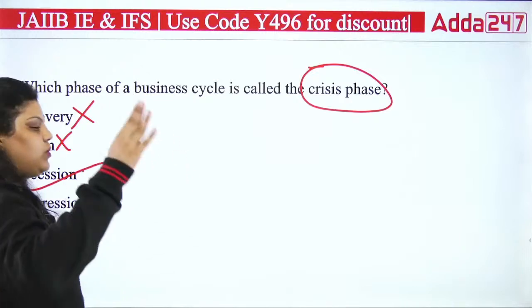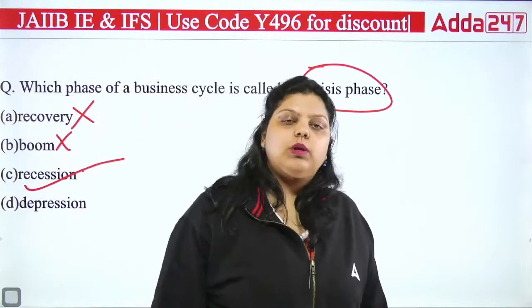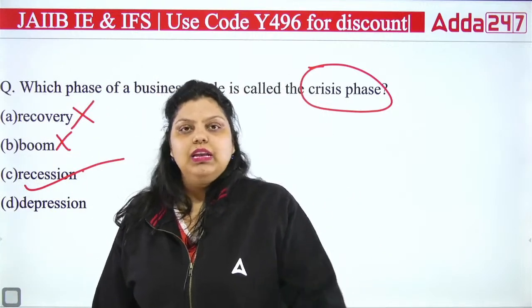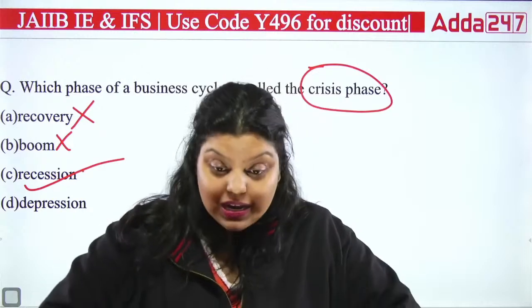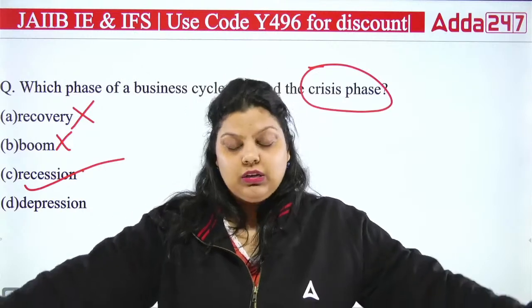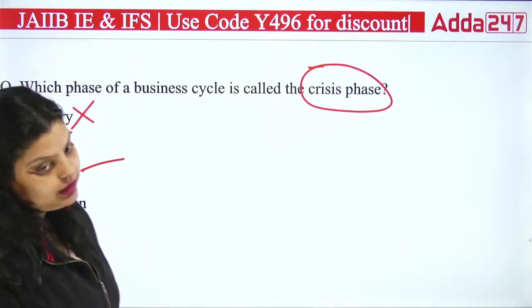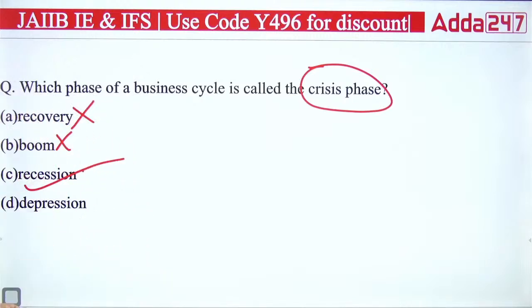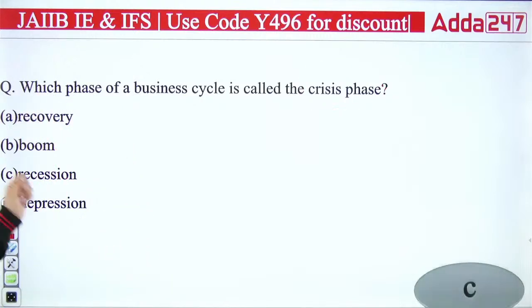Depression is a kind of situation where your economy has left the zero level. It is at the very negative level and all the economic indicators have reached the lowest. That's the depression after the crisis situation. But the crisis starts from the phase of recession. So right answer will be your C.